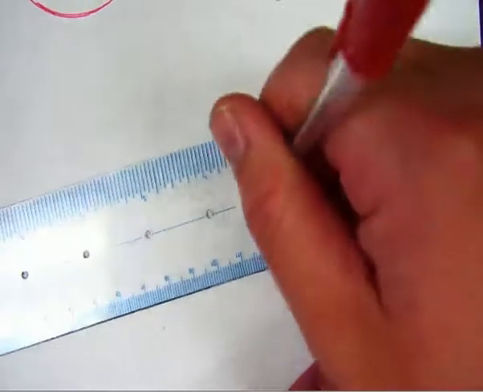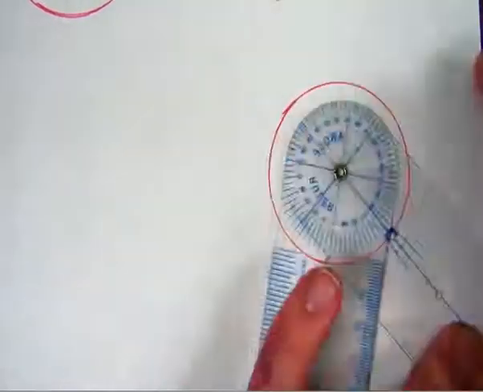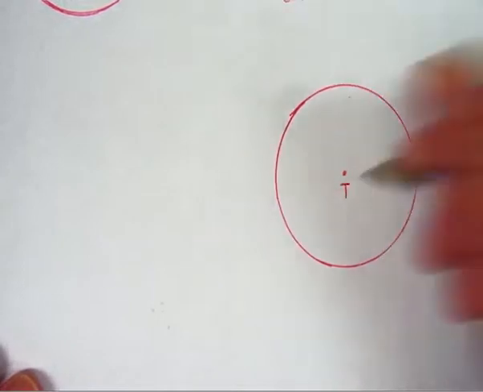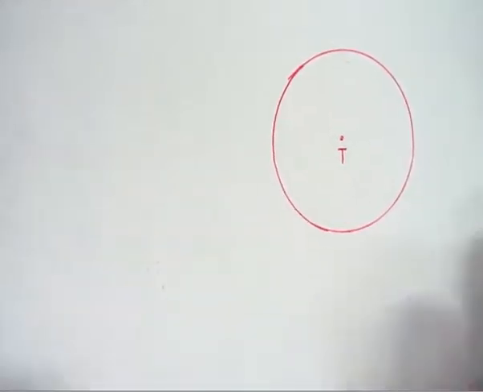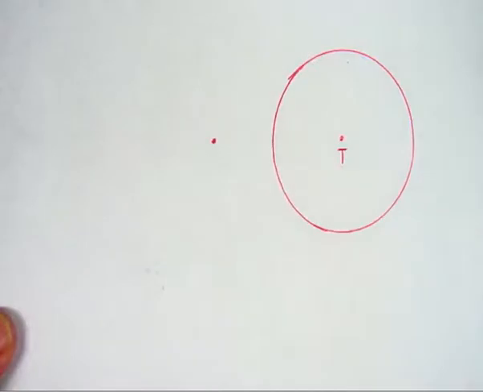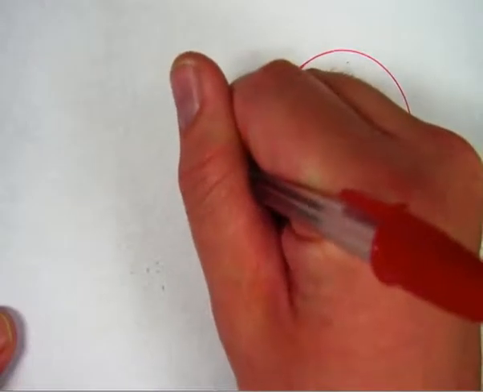Easier said than done. And I'm going to call this circle T, because frankly, who's going to stop me? And we're going to look now at a type of line that passes through a point outside the circle. So I'm going to have this point, and I will call this point S.